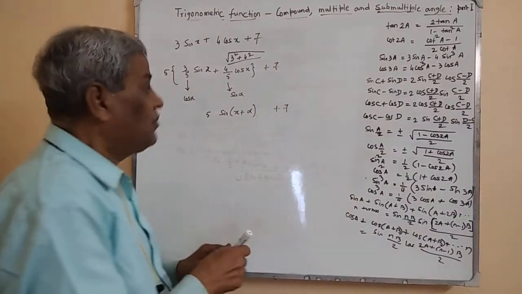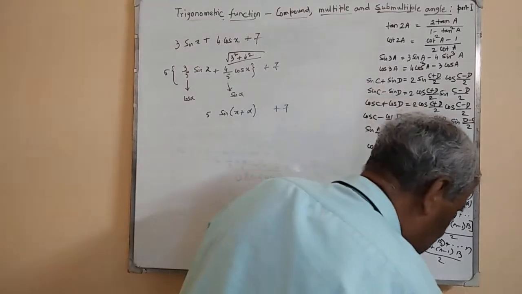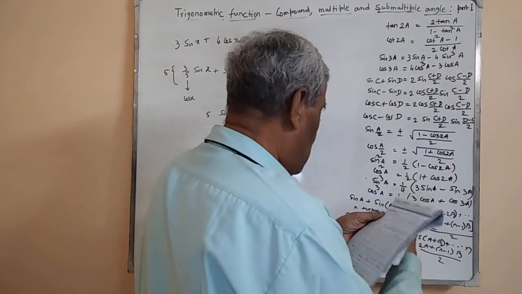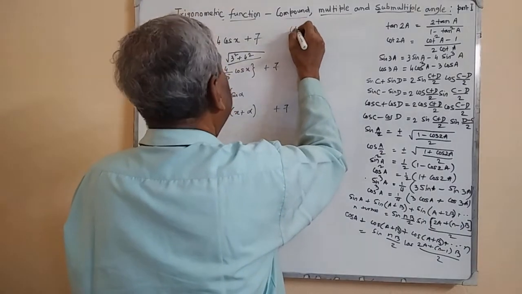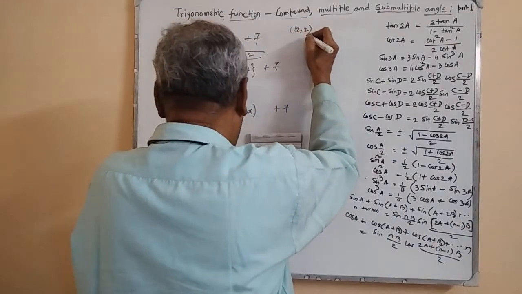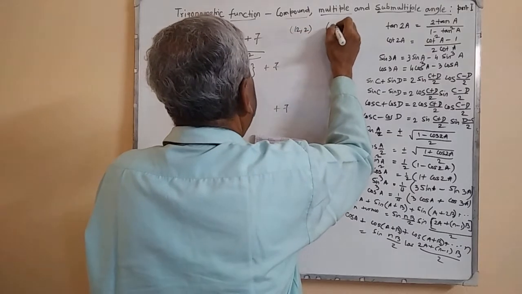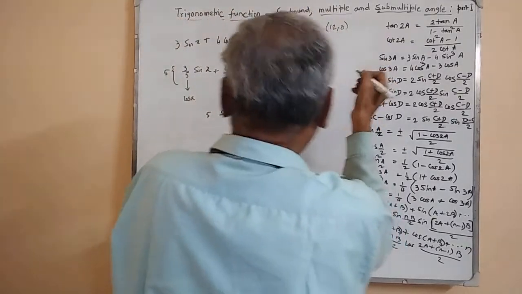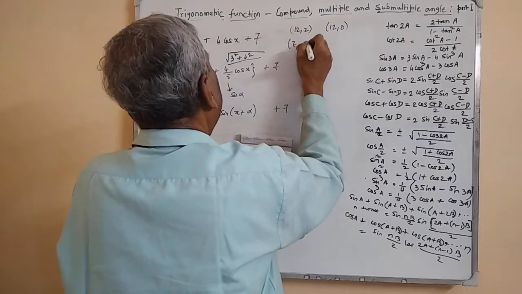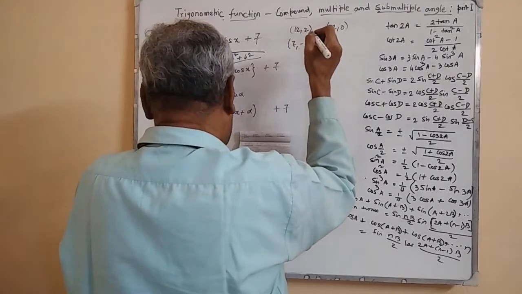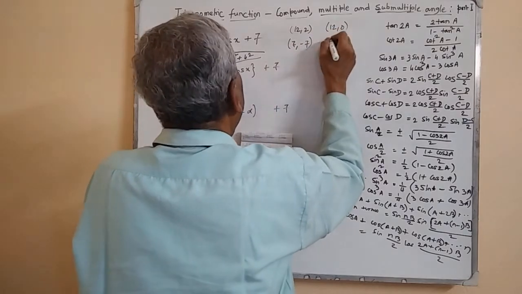Now, one thing I have forgotten is to write the options. Options are 12, 2; 12, 0; 7, minus 7; and 12, minus 2.